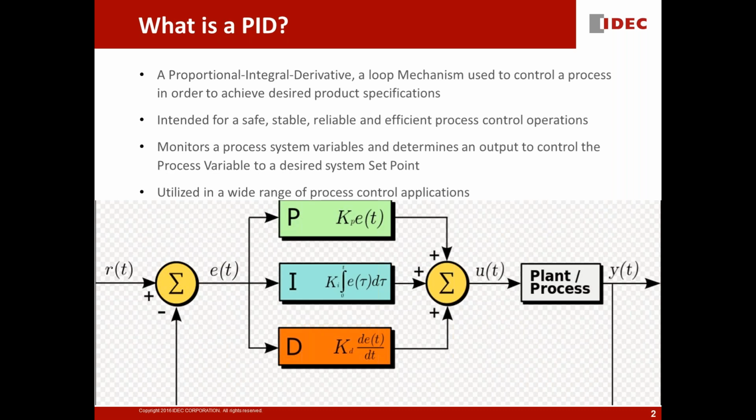For those new today, PID is proportional integral derivative. It's a loop mechanism basically used to control a process in order to achieve a desired output. It's really intended for safe, stable, reliable, and efficient process control. The PID monitors a process system and determines an output to control the process to a desired system set point. It is utilized in a wide range of process control applications, right?